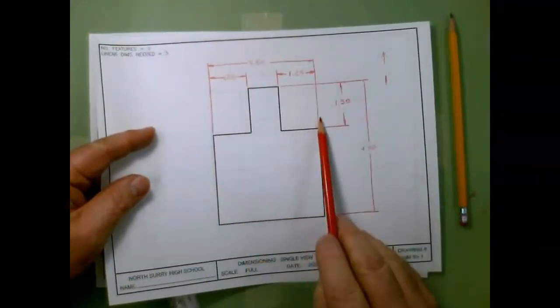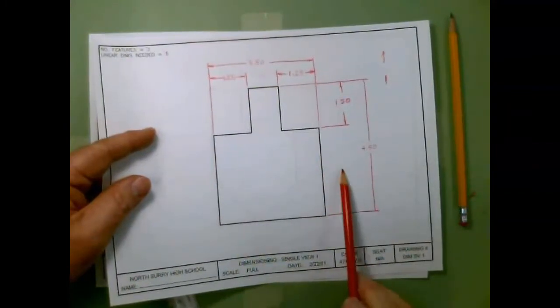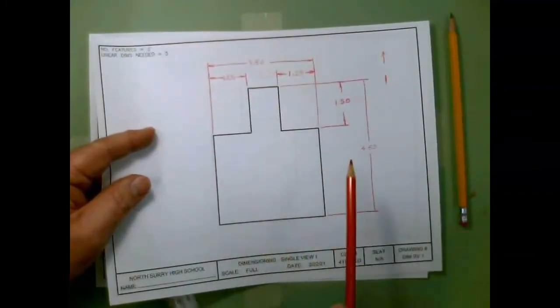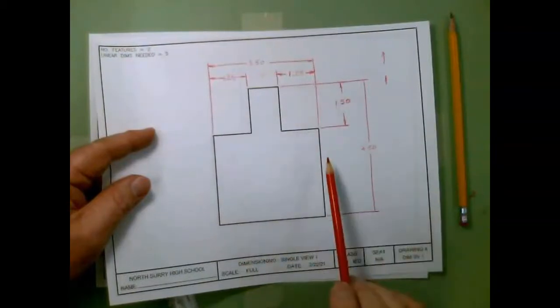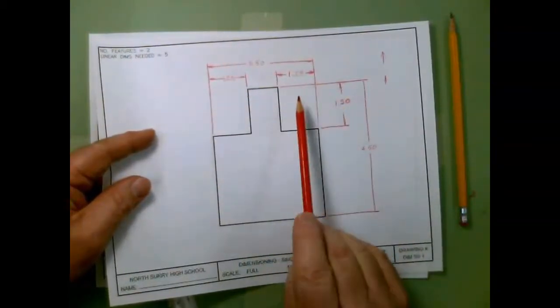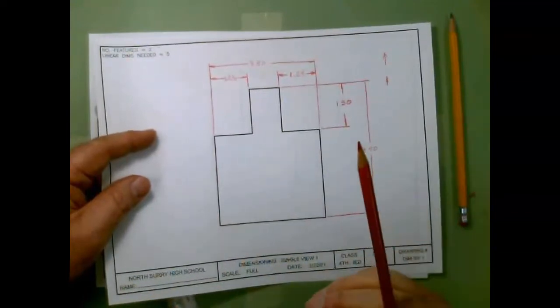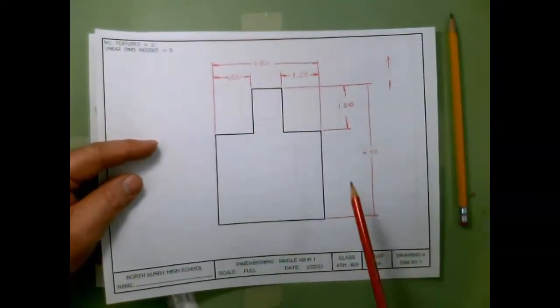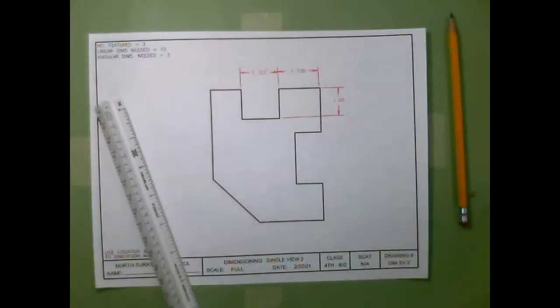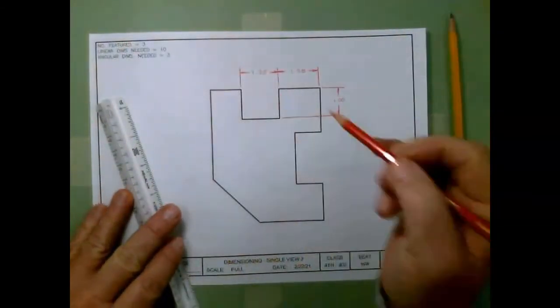Here, 1, 2 pieces, so I left this one out. Gave that one. You'll always give 1 less than the sum. So 1, 2, just give 1. 1, 2, 3, just give 2. If there were 40, you'd do 39. Okay? As long as you're giving the overall. All right, so that's that feature done.